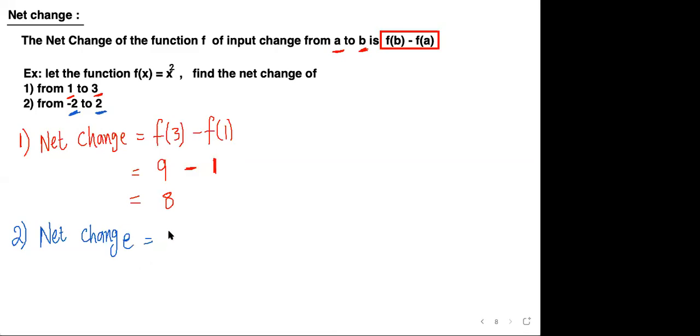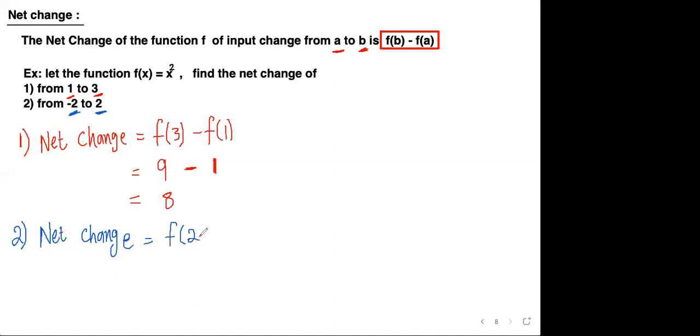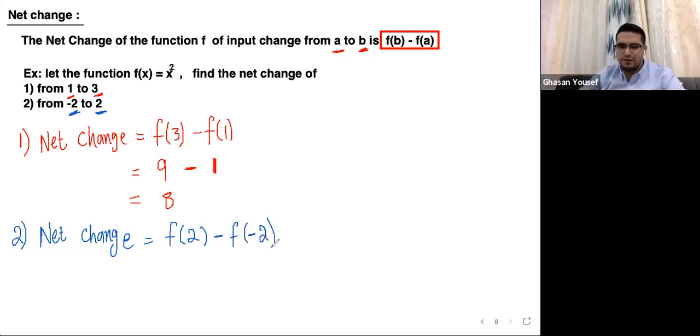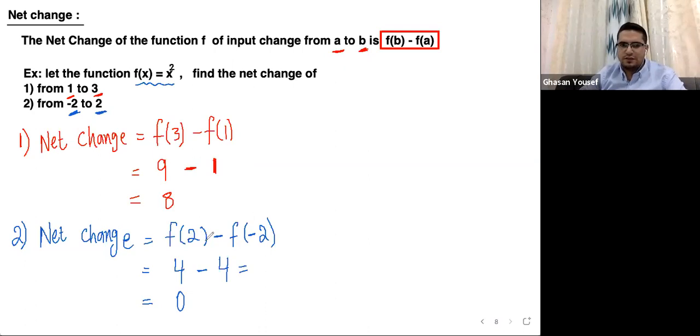So you do f of 2, the second one, minus f of -2. This is correct. Now plug the 2 inside the function. This is my function. You get 4 minus 4, exactly. And what is the answer? 0. Correct. Thank you. So the net change from -2 to 2 is 0. 4 minus 4 is 0.